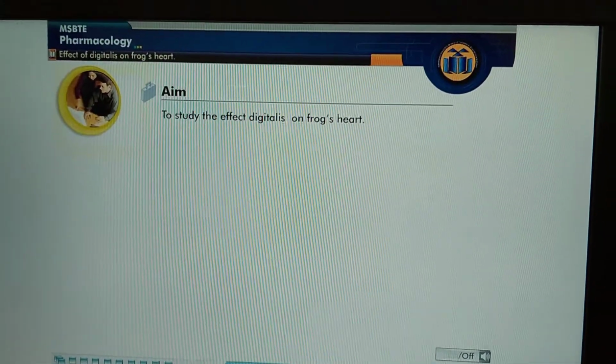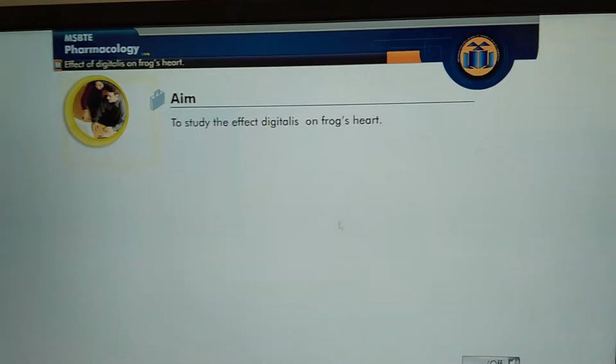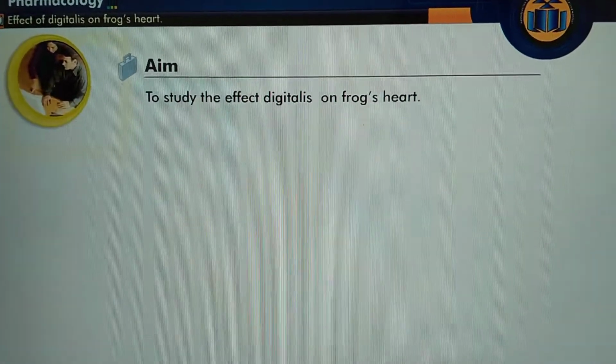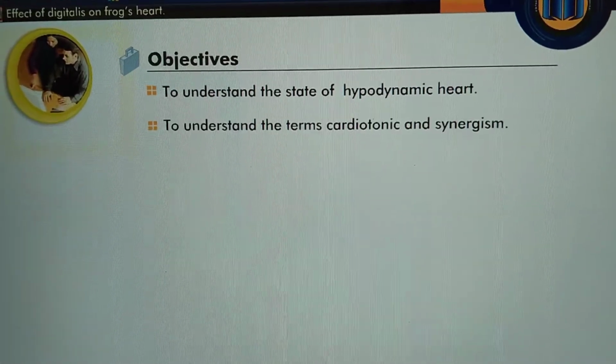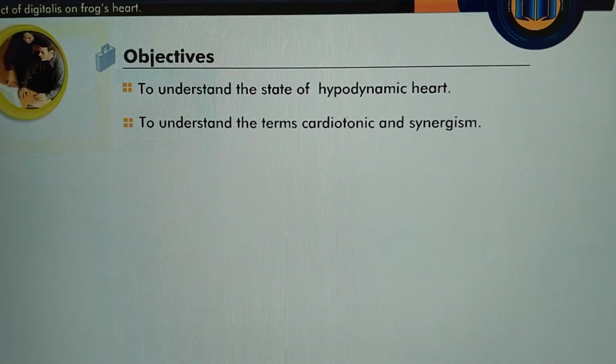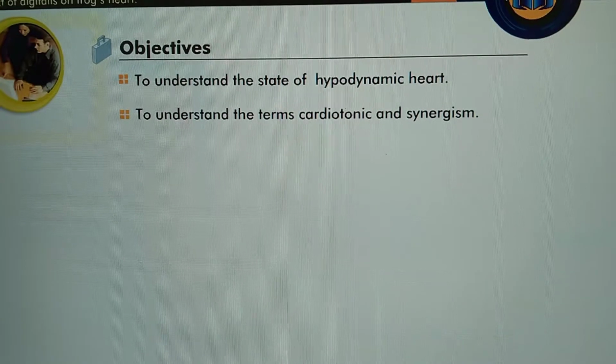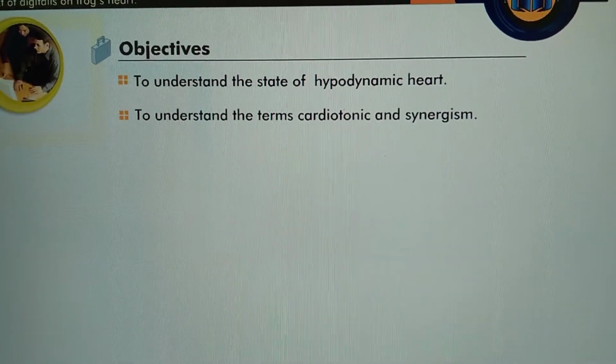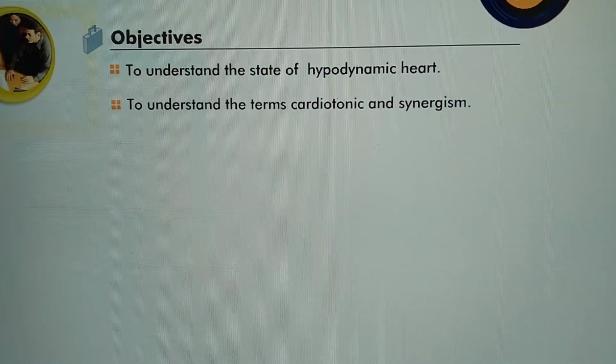The aim of this experiment is to study the effect of Digitalis on frog's heart. Objectives of this experiment are to understand the state of hypodynamic heart, and to understand the terms cardiotonic and synergism.